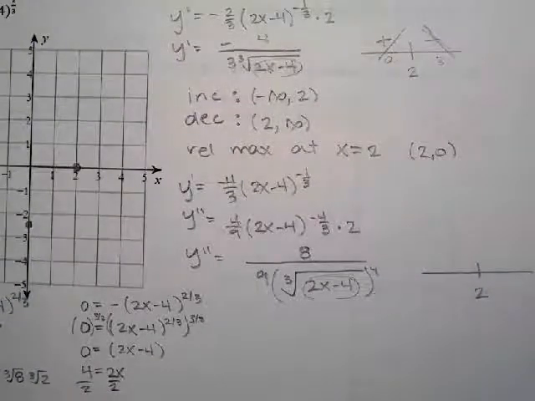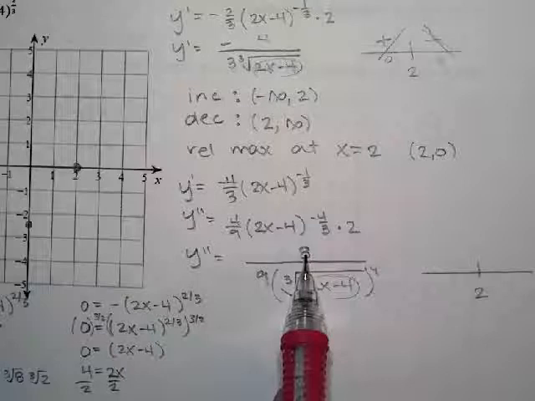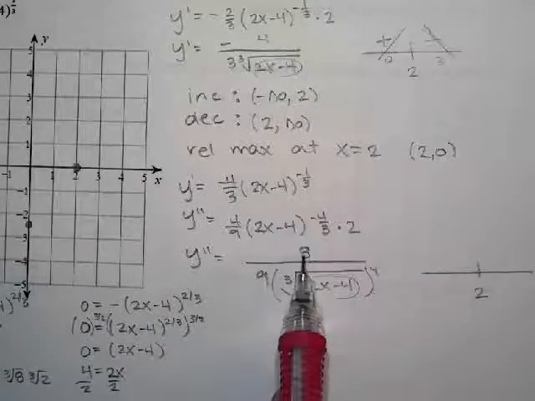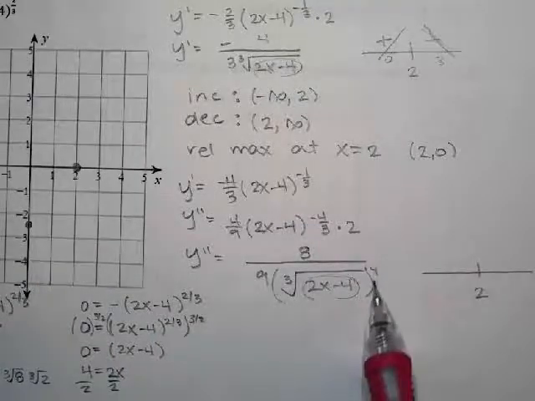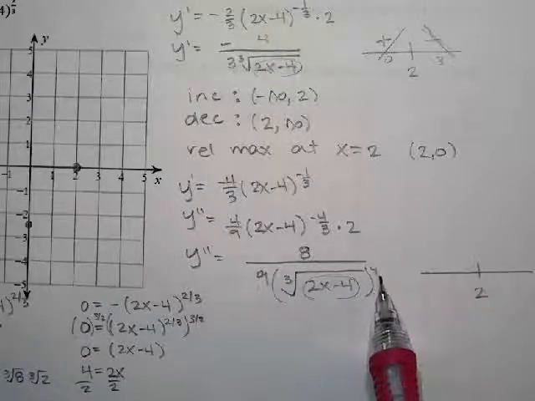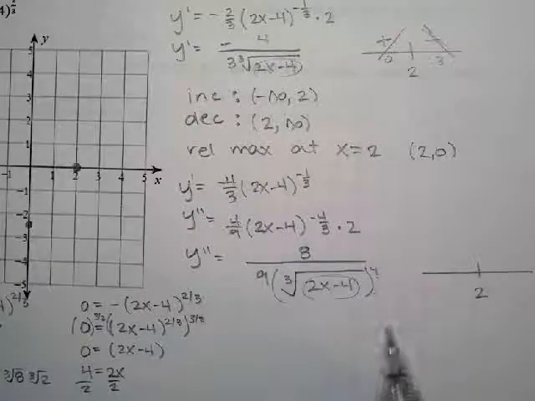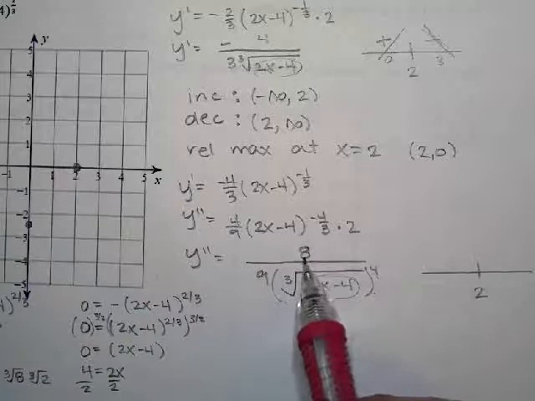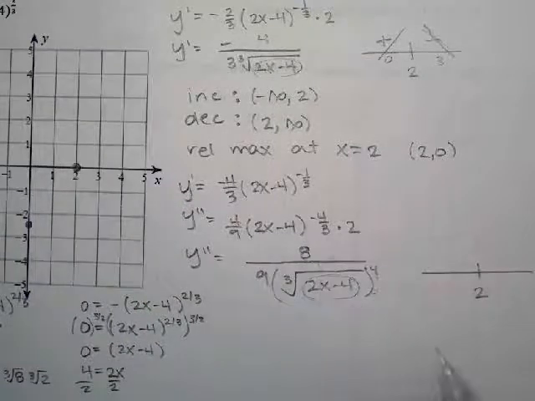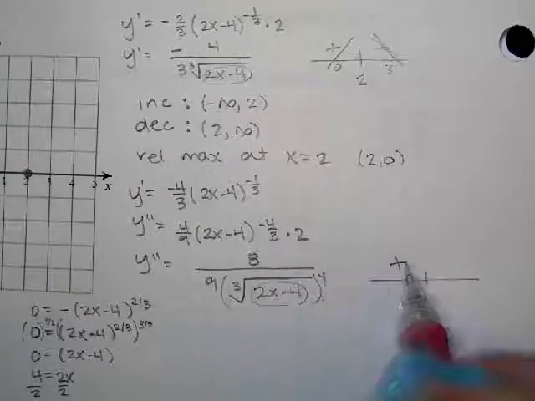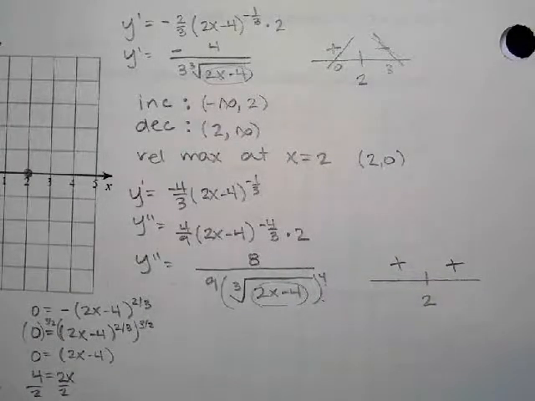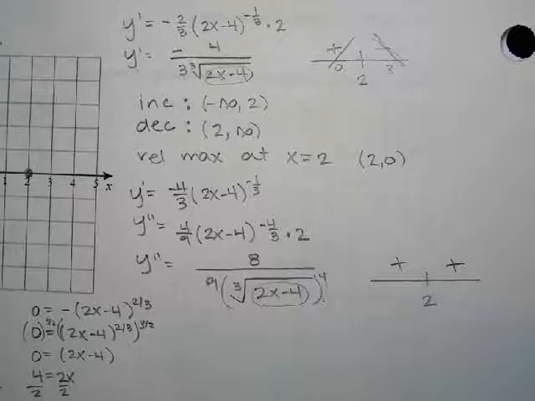Now, this time the top is positive. And this time, if we look at the bottom part, it is raised to the 4th power. The bottom part is always positive no matter what you plug in. So the top is always positive because it's an 8. The bottom is always positive because it's something raised to the 4th. So no matter what we plug in, we get a positive. Say that again. So it's concave up the whole time.